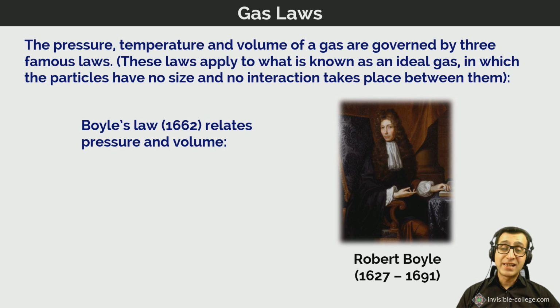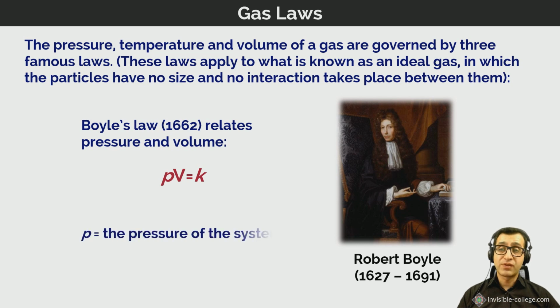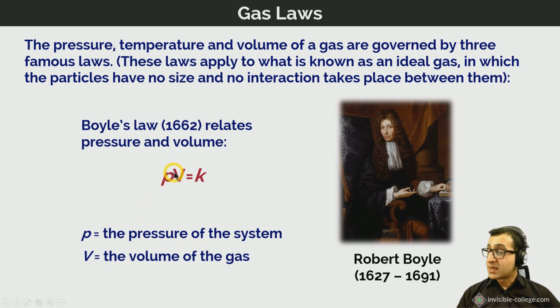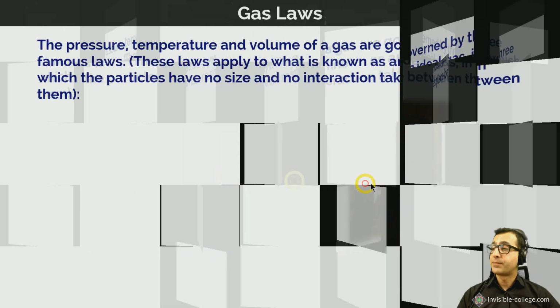So Robert Boyle related the pressure of a gas to its volume by an equation that looks like this. P is the pressure of the system, V is the volume of the gas. And what he said was that at any fixed temperature, if you change the pressure, then the volume will change such that when you multiply the pressure times the volume, you always get a constant. So this was Boyle's law: pressure times the volume of a gas at constant temperature will be a constant. If you increase the pressure, the volume must decrease. If you increase the volume, the pressure must decrease. Again, this assumes that the gas is being held at a constant temperature.